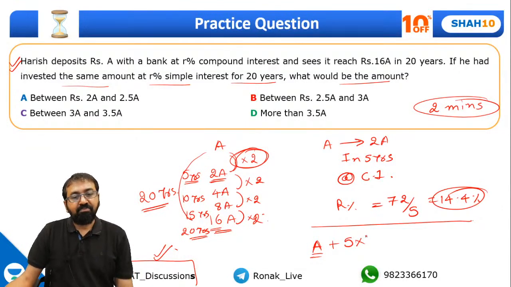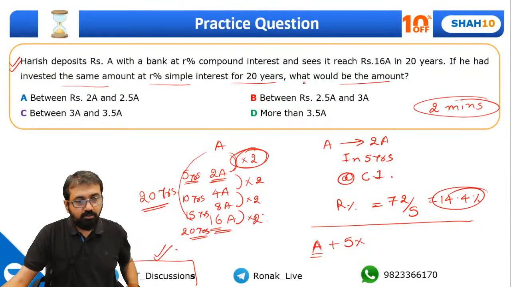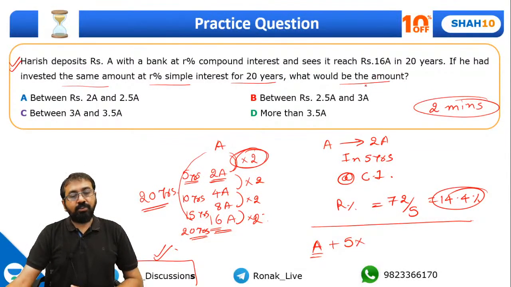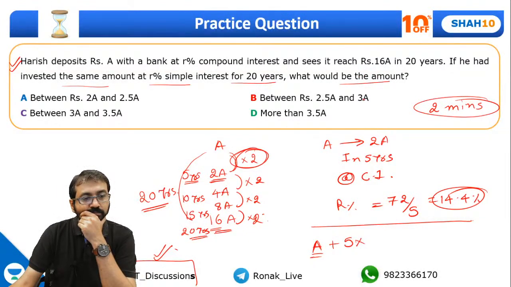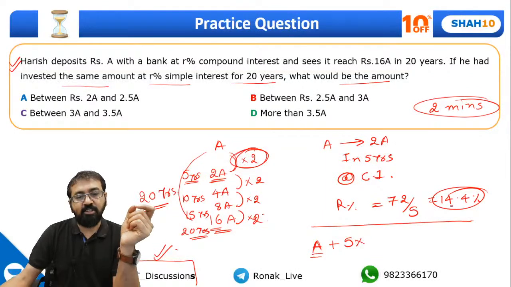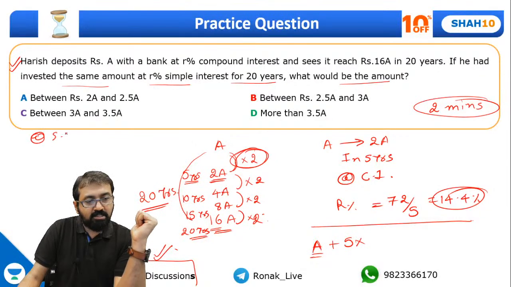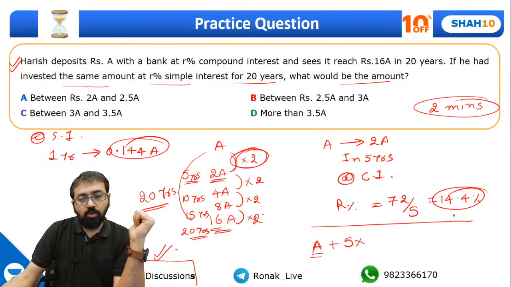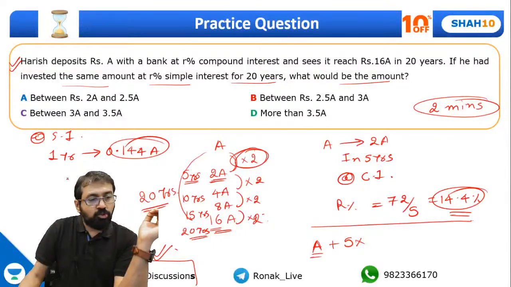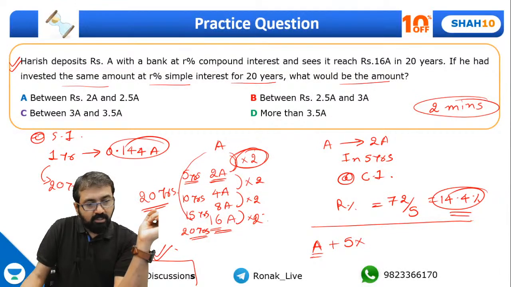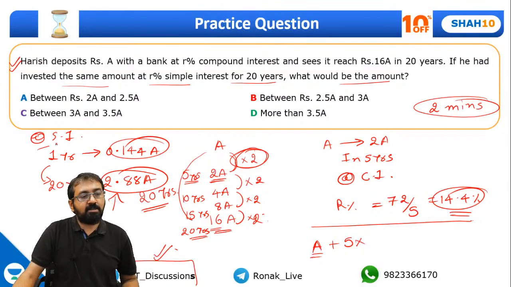What should be the amount? Right, they're asking us to find out the amount, correct? So can I say it will be 14.4% of A, right? Please understand, at simple interest, for 1 year your interest will be 0.144A. What is 14.4% of A? It's 0.144A. So for 20 years, can I say it will be 2.88A. This is the interest that I am going to get at simple interest.